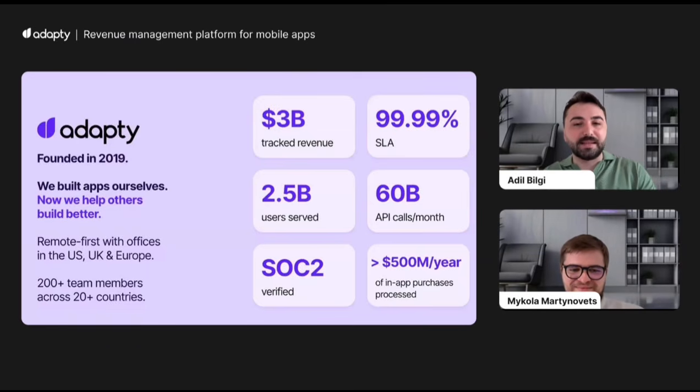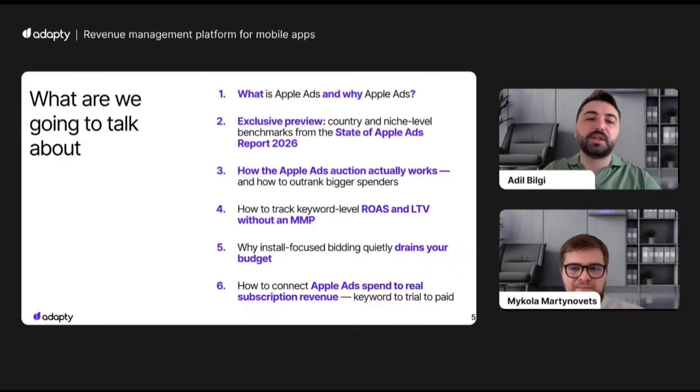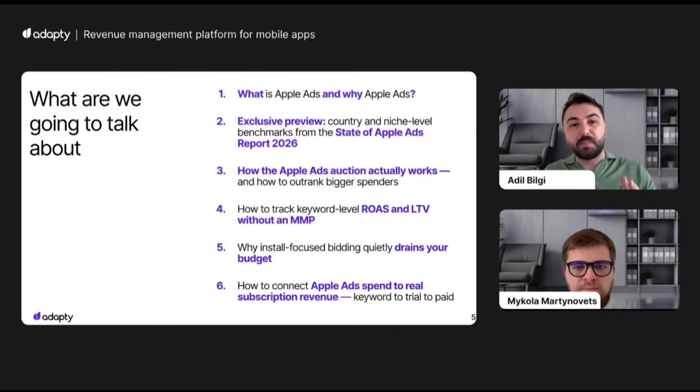So as I said, this is not to impress you, but to establish that the data we are sharing today comes from a genuine scale. I will also be mentioning what we will be covering today, the major 6 topics. They build on each other, so the order matters. We start with fundamentals: what Apple Ads actually is and why it's different.